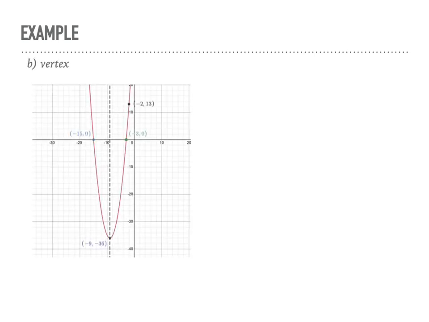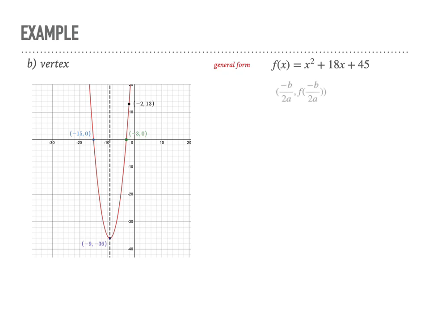Now let's look at the second example. It's the same function, but now we want to find the vertex using our 3 different forms. And here's how to do it. Now, if you're given the general form of the quadratic function, to find the vertex, it's -b over 2a for the x coordinate, and you just plug that x value in for the y coordinate, which is f of -b over 2a. That's all covered in the previous introduction to quadratic functions video.